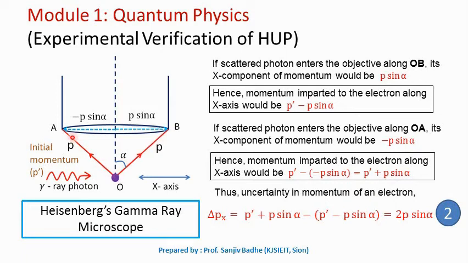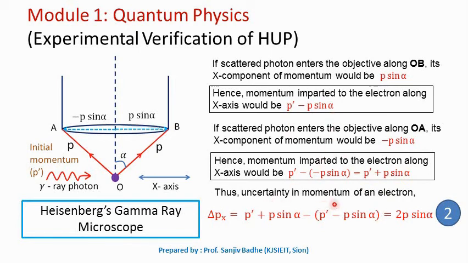If the scattered gamma ray photon goes along the direction OA, then the x component of momentum of this photon will be minus p sin alpha, and in that case the momentum imparted to the electron along the x direction would be the initial momentum p dash minus (minus p sin alpha), that is p dash plus p sin alpha. So now we can calculate the uncertainty in the determination of the momentum of the electron. The momentum of the electron can be anything between p dash plus p sin alpha and p dash minus p sin alpha along the x axis.